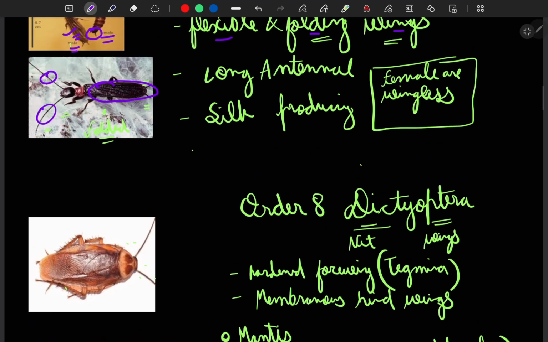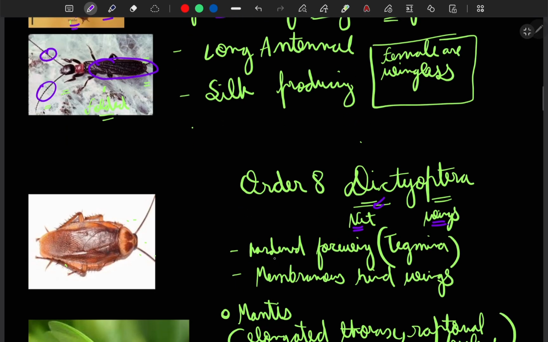Next order is order Dictyoptera. Now order Dictyoptera means net wings. Dicty means net and ptera means wings. They have hardened, net-like forewings, which are known as tegmina, and the hind wings are membranous in nature. As you can clearly see, the example is cockroach.